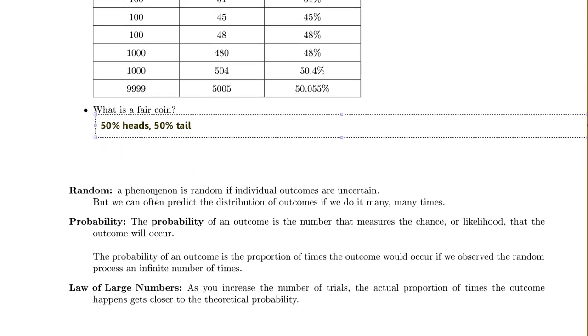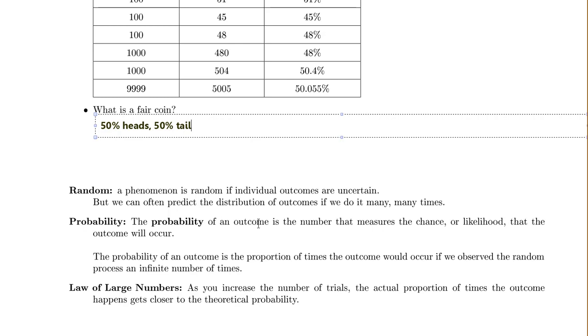Something is random if your individual outcomes are uncertain. So when I toss the coin 1 time, I don't know what will happen. But we can often predict the distribution of outcomes. We can predict how many heads we'll get if we do it many, many times. So we know if we're going to do this millions of times, we should get about 50% heads.